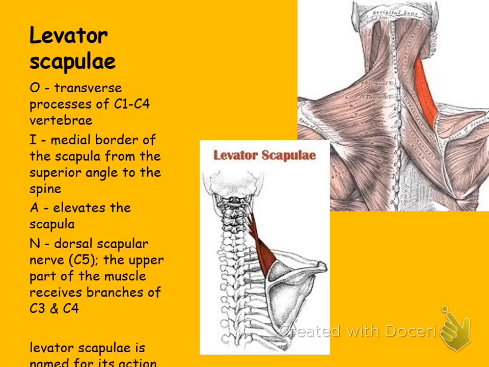Insertion is the medial border of the scapula from the superior angle to the spine. Remember the superior angle comes up in a point. Right below this is where it attaches, so it's going to elevate the scapula and rotate it inward as it does. So this is going to help you shrug your shoulders. Elevator, levator, scapulae. And that's what it does. It just elevates the scapula.